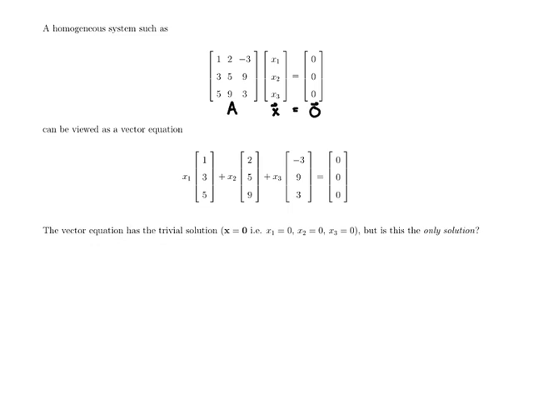And note that we can write any matrix equation like this as a vector equation where we think about the columns of A multiplied by the variables in our x vector. So we have x1 times the first column, 1, 3, 5, plus x2 times the second column, plus x3 times the third column equals the 0 vector.